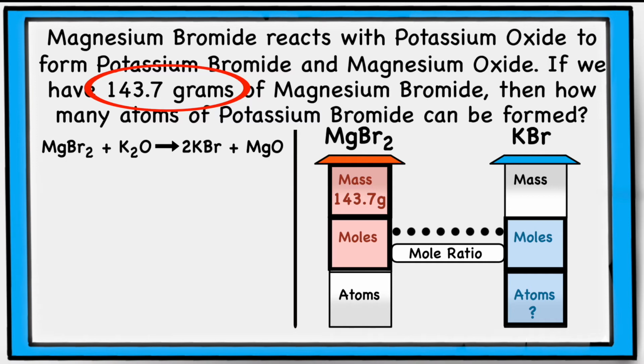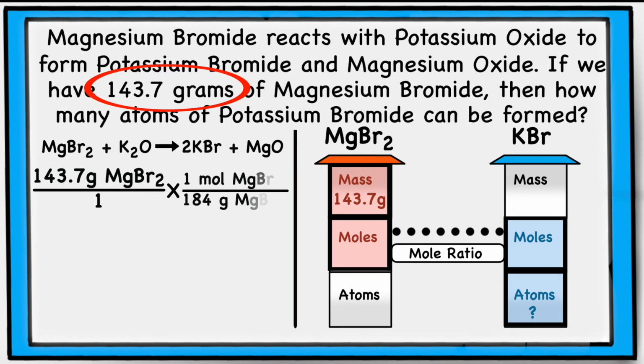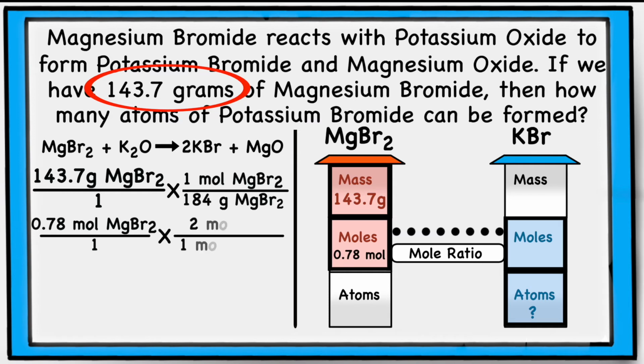In order to go from grams of magnesium bromide to moles of magnesium bromide, we are going to have to multiply our 143.7 grams of magnesium bromide over 1 by 1 mole of magnesium bromide over its formula mass, which is 184 grams of magnesium bromide. This gives us 0.78 moles of magnesium bromide. Now that we have moles of magnesium bromide, we can use the mole ratio of 2 moles of potassium bromide over 1 mole of magnesium bromide. Once we do this and multiply it out, we get 1.5 moles of potassium bromide formed.